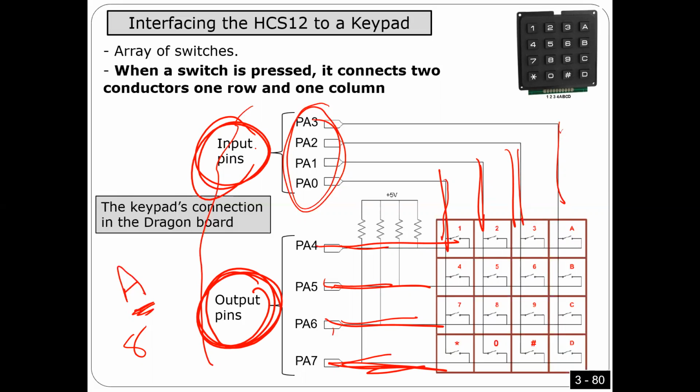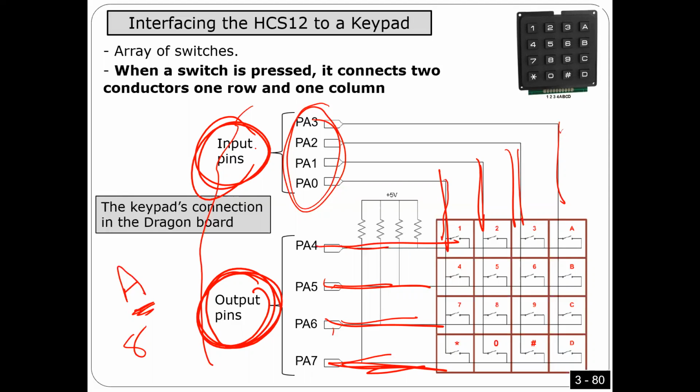Why do you make it this way? I'm going to tell you why. Just give me 1 second. Once I explain how it works, you will understand why. So let me summarize what I said, guys. The keypad is connected to port A, which is 8 bits. Of these 8 bits, four are input and the other 4 are output.